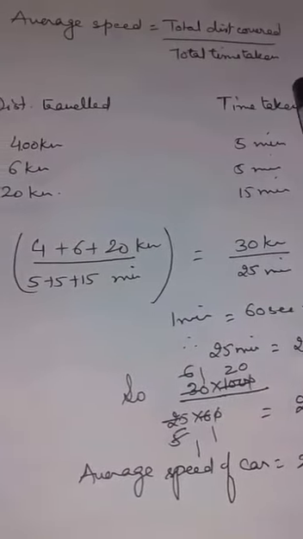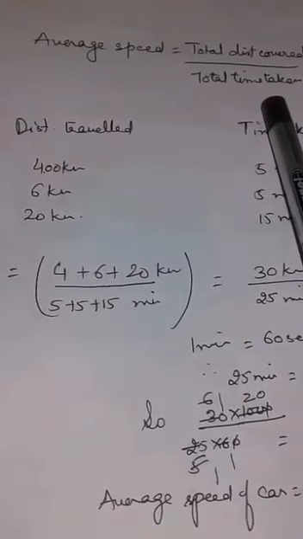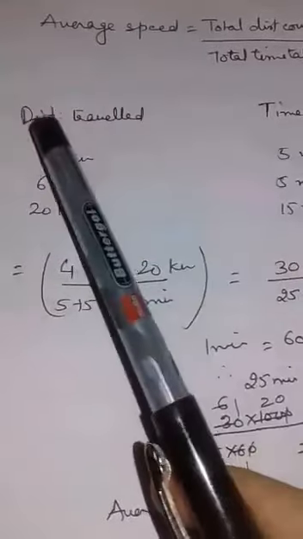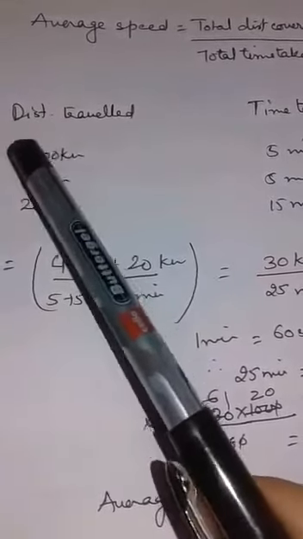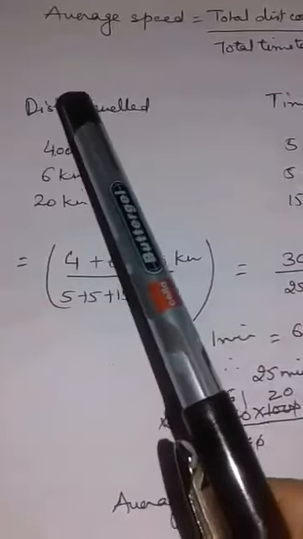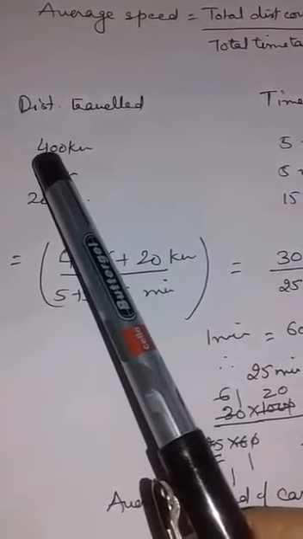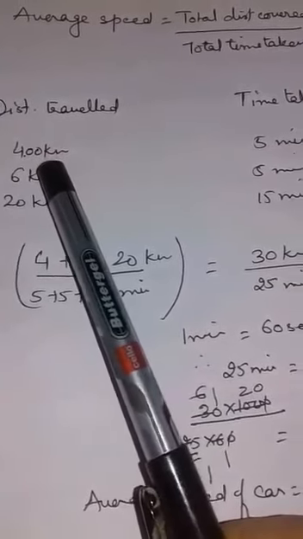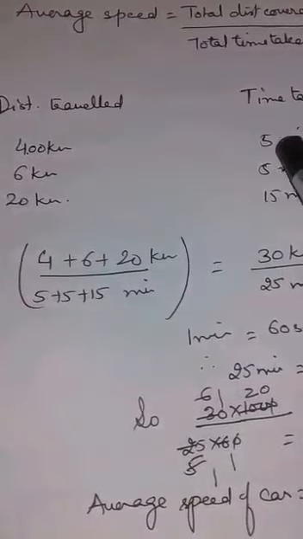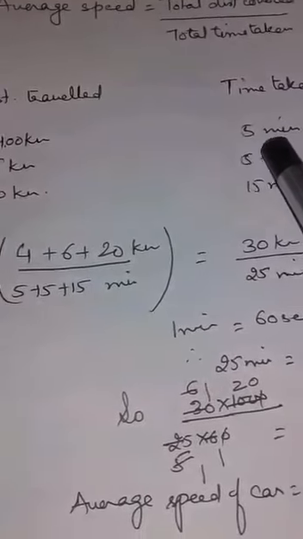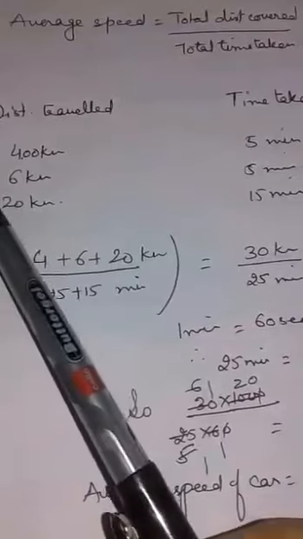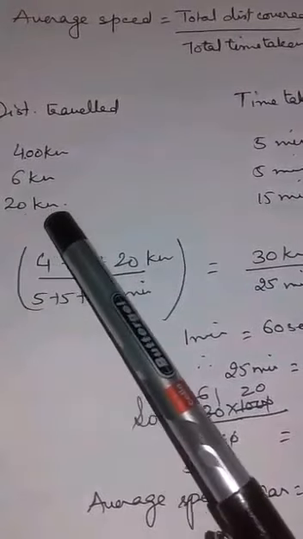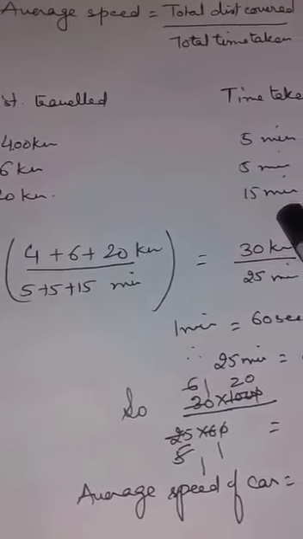by the object. For example, we have to find the average speed of a car moving as per the table shown here. In the first time, 4 km traveling is done within 5 minutes. Next 6 km covered in 5 minutes, and the last 20 km covered in 15 minutes.